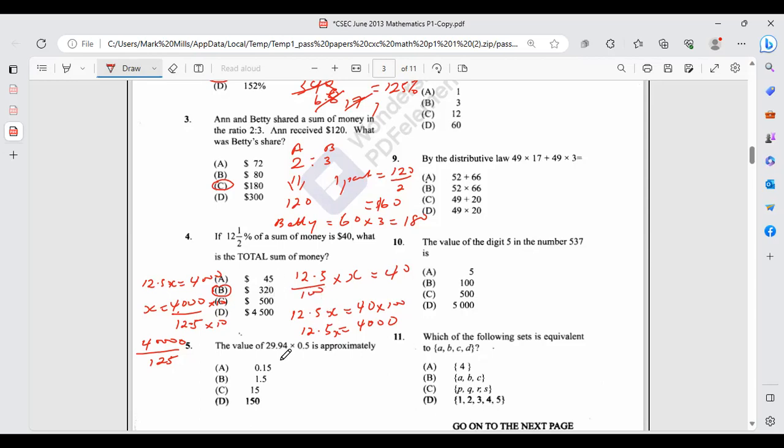Okay, let's move to number 5. 29.94 times 0.5 is approximately what? Now, 29.94 is approximate to which number? 30. So 30 times 0.5. I can present 0.5 as half, right? So I find half of 30. Half of 30, what do I get? 15. Right. So the answer here would have been what? C.